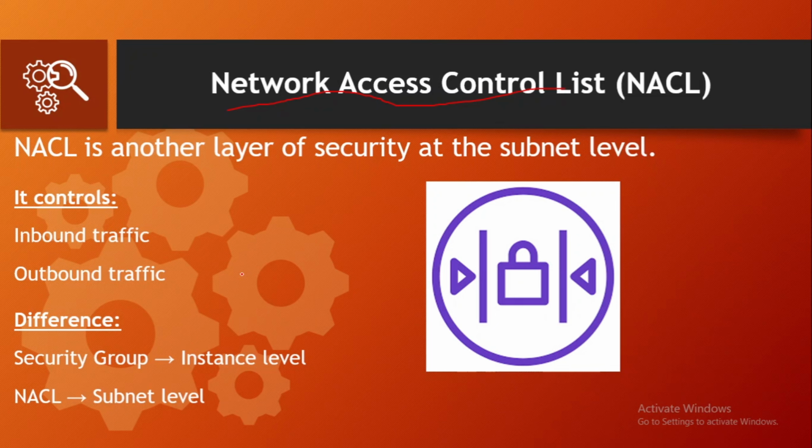Now, just like a security group, a network ACL also controls two types of traffic, which are inbound traffic and outbound traffic. Inbound traffic means traffic coming to the subnet. And outbound traffic means traffic leaving the subnet. But here is a key difference you should remember, which I've already told: security groups work at the instance level and network ACLs work at the subnet level.